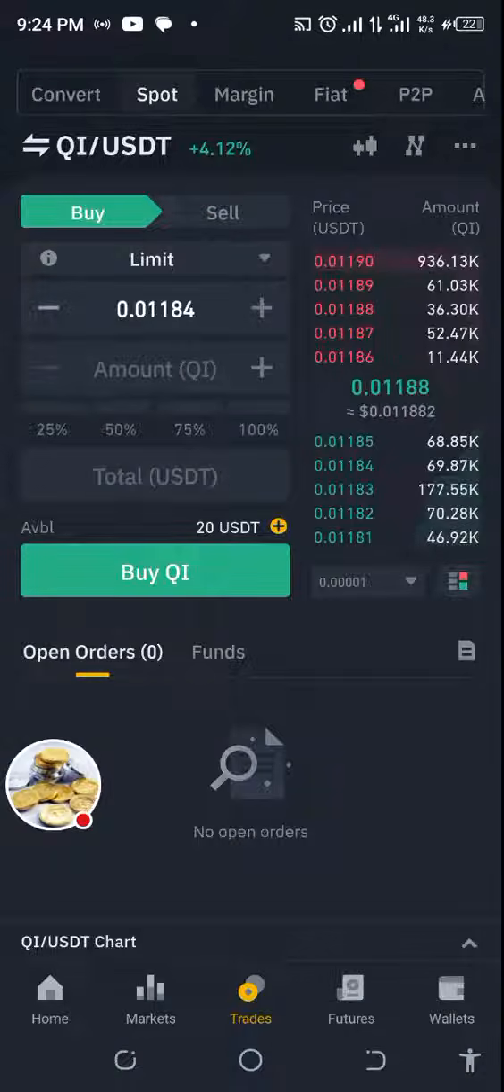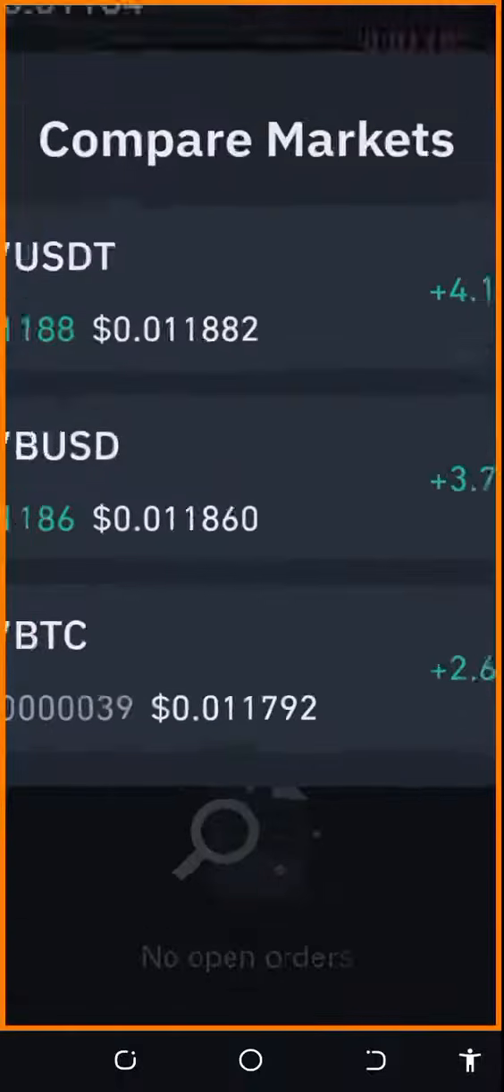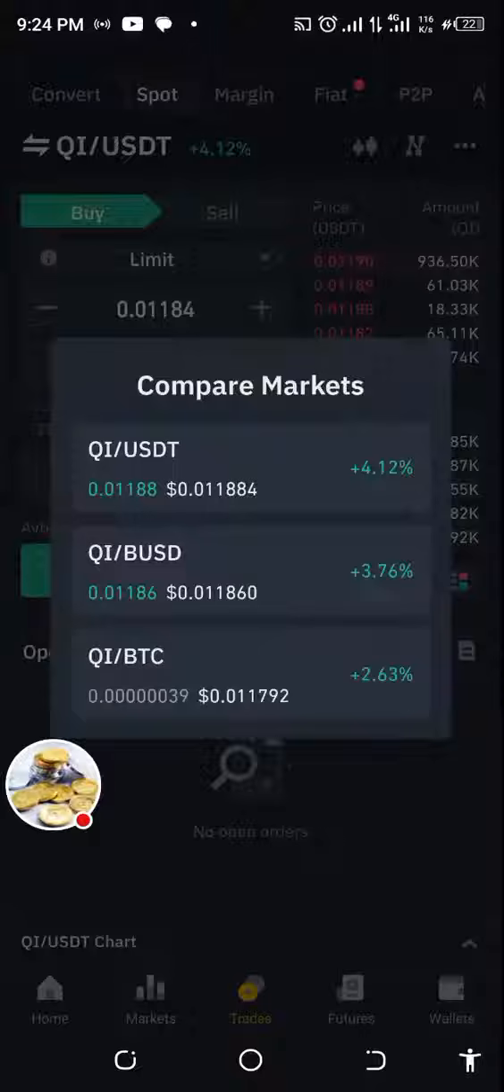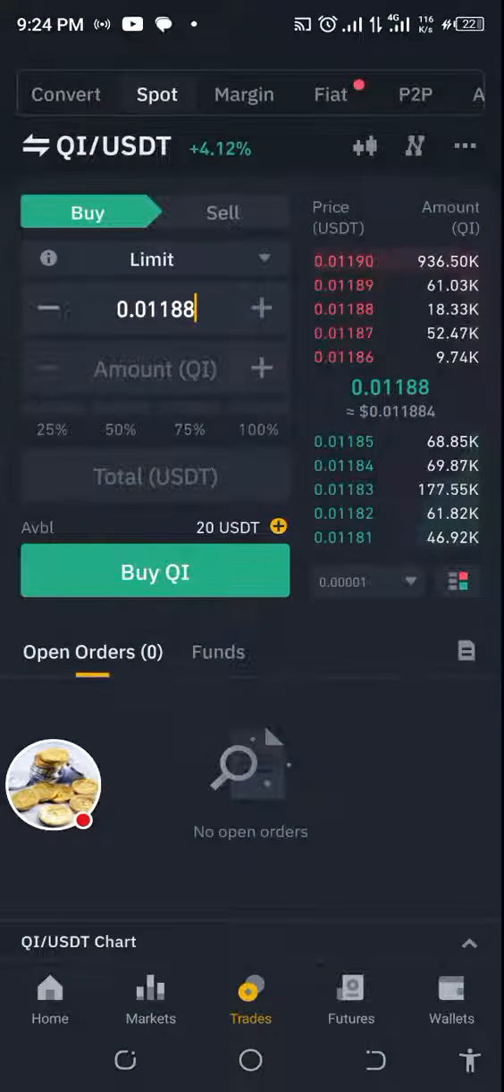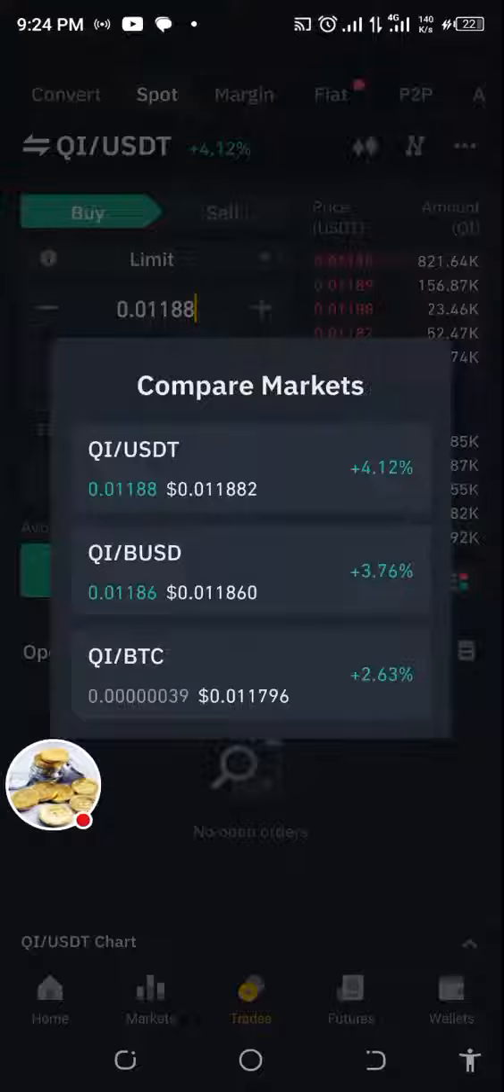Now this QI, let's check the compare markets. What do we have here? We've got USDT is 118. BTC is 117. Okay, let's just try this out. I'll just do a basic simulation first just to see whether there's any profit. And then, what am I saying? No. We'll have to do this the other way around. That means that we need to get BTC.